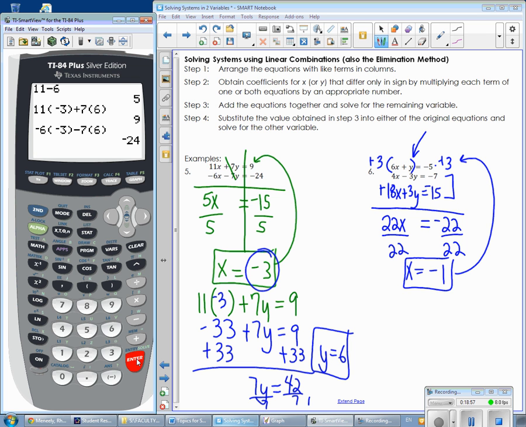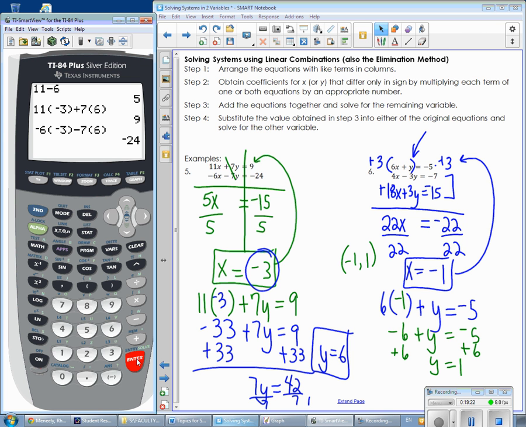I'll just go ahead and plug it into the first one. So we had 6 times x, I'm just going to leave it in parentheses for a second, plus y is equal to negative 5. And if I replace my x with a negative 1, I get negative 6 plus y is equal to negative 5. If I add 6 to both sides, I get that y is equal to 1. And so my solution now is negative 1, 1.